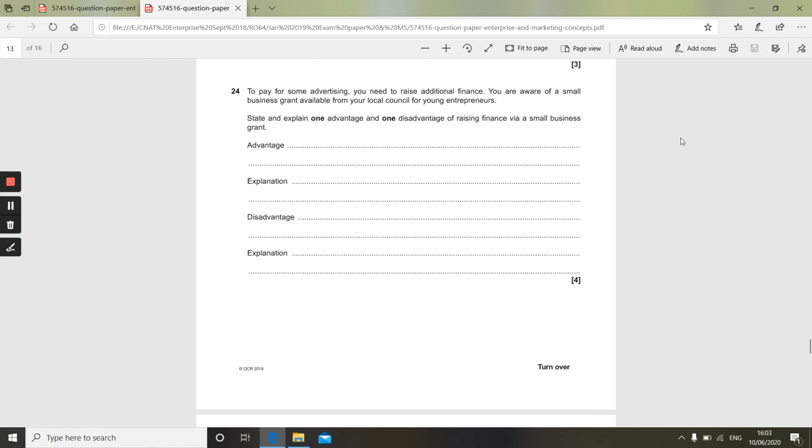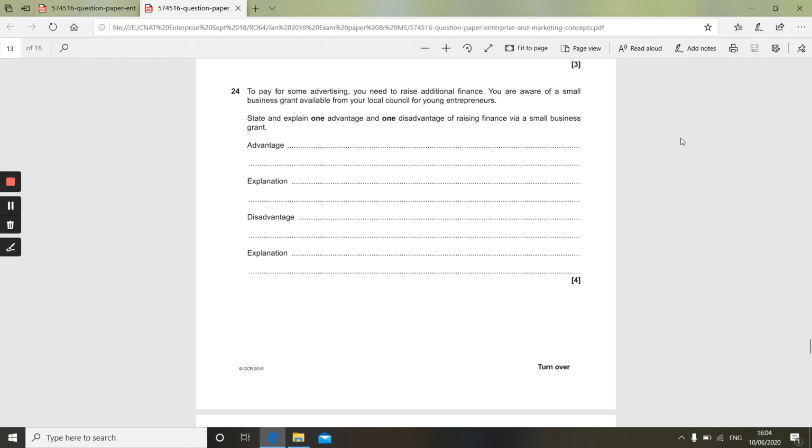Question 24. To pay for some advertising, you need to raise additional finance. You are aware of a small business grant available from your local council for young entrepreneurs. State and explain 1 advantage and 1 disadvantage of raising finance via a small business grant. Again, 4 mark question, but it's split up to make the response answering easier for you. 1 mark for an advantage, and then explaining it, 1 mark for a disadvantage and explaining it. So basically it's your point, explanation, the small paragraphs.